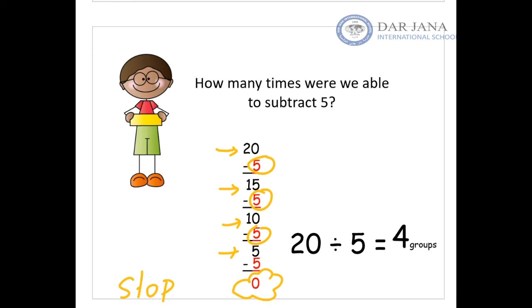Okay, so how am I going to find my answer? By counting how many times I subtracted. This is 1, 2, 3, and 4. So my answer is 4 groups, or 4 bags.